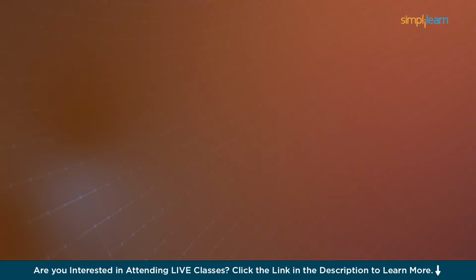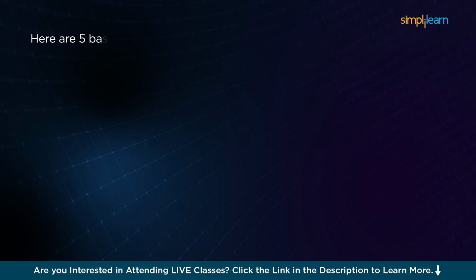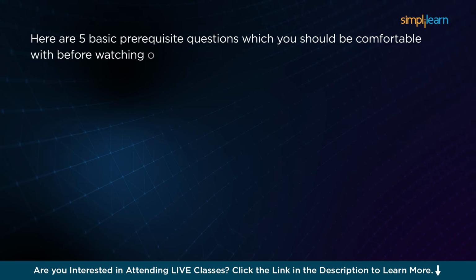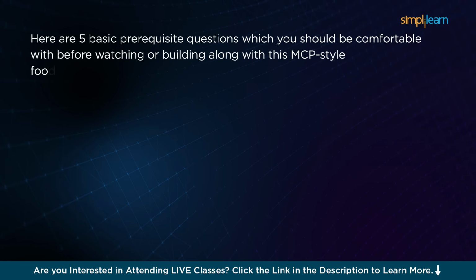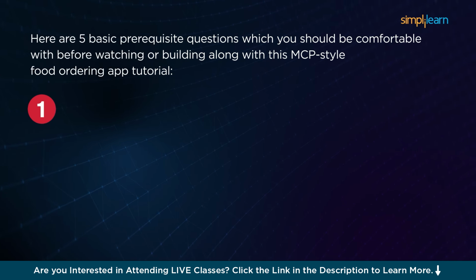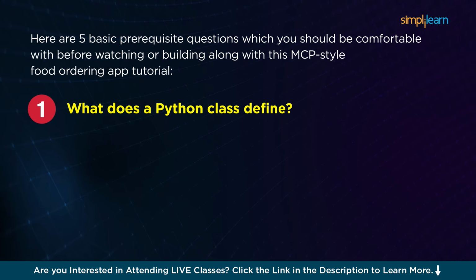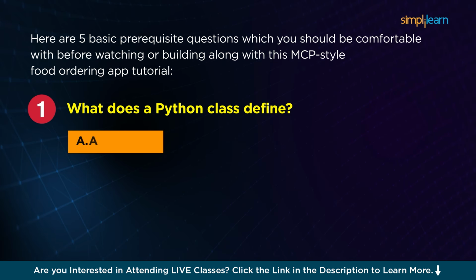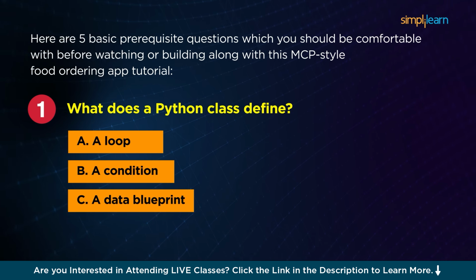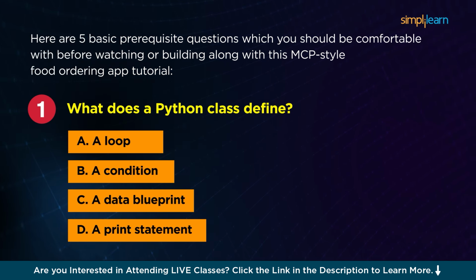this video till the end. Now, before we move on, here are 5 basic prerequisite questions which you should be comfortable with before watching or building along with MCP style food ordering app in this tutorial. So our first question is, what does a Python class define? And your options are A, loop, B, condition, C, a data blueprint, or D, a print statement.